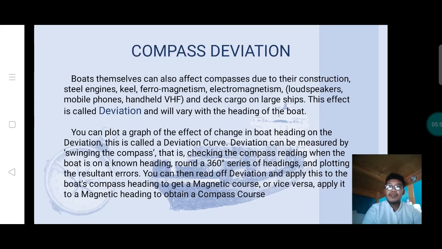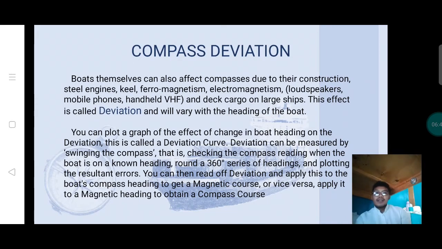You can plot a graph on the effect of the change in boat heading on the deviation. This is called the deviation curve. Deviation can be measured by swinging the compass, that is, checking the compass reading when the boat is on a known heading, round a 360 degrees series of headings, plotting the resultant errors. You can then read off the deviation and apply this to the boat's compass heading to get a magnetic course, or vice versa. Apply it to the magnetic heading to obtain a compass course.